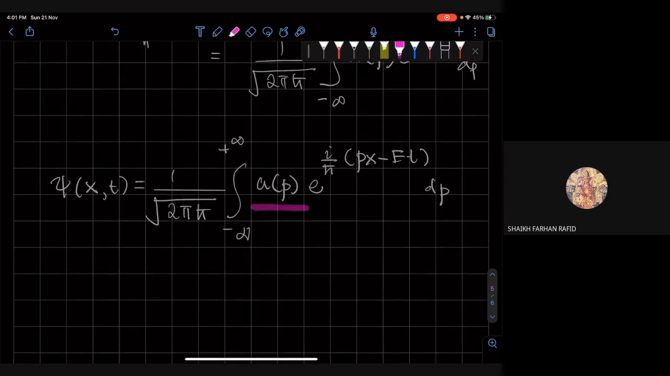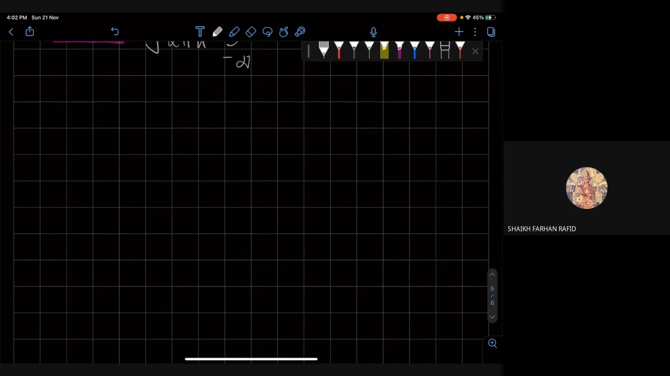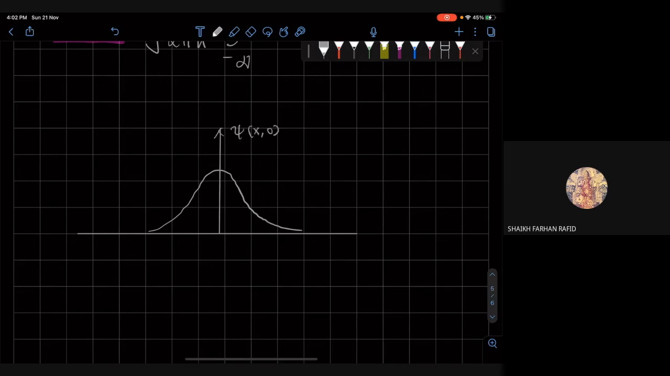So for example, suppose that you are looking at a pulse. Say you're looking at some given time. Suppose at a given time, t is fixed, your wave function looks something like this, okay? So psi of x at t equals 0, this is what it looks like.